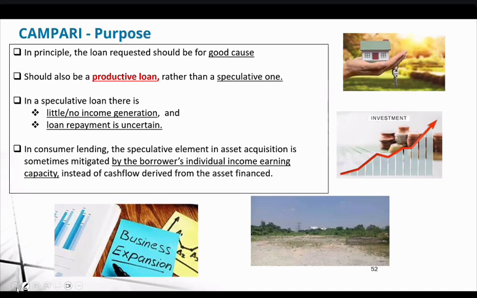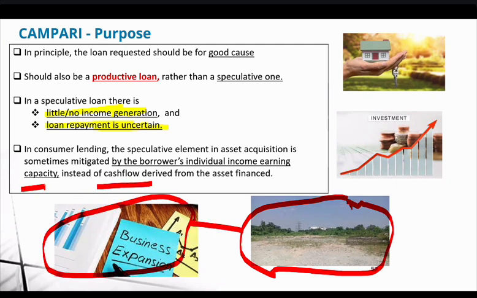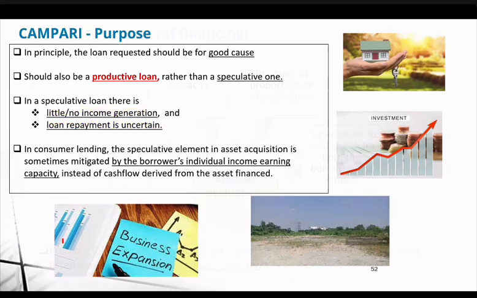In principle, the loan requested should be for a good cause. It should be a productive loan rather than a speculative one. In a speculative loan, there is little or no income generation, and repayment is uncertain. In consumer lending, for example, I purchase land hoping it will appreciate in value, but it is not generating any income. The way you can sometimes mitigate this in consumer lending is that the borrower has their own cash flow from their income generating capacity, maybe their own business, to pay off. So you're not depending on the cash flow from the asset.